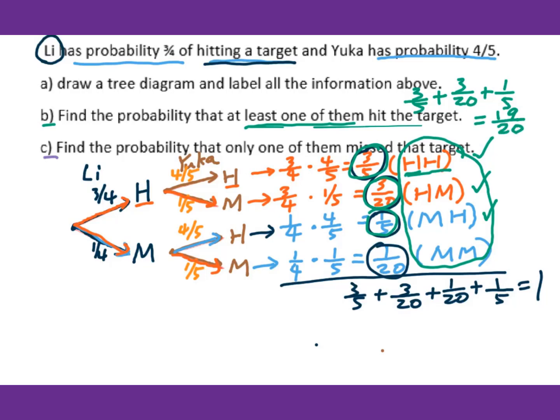Look at the C. Find the probability that only one of them missed the target. I need 1 missing. So this one working, this one working. That means you need to add these 2 numbers. So we have 3/20 plus 1/5 equals 7/20. Therefore, for tree diagram, you have to know how to analyze the tree diagram.